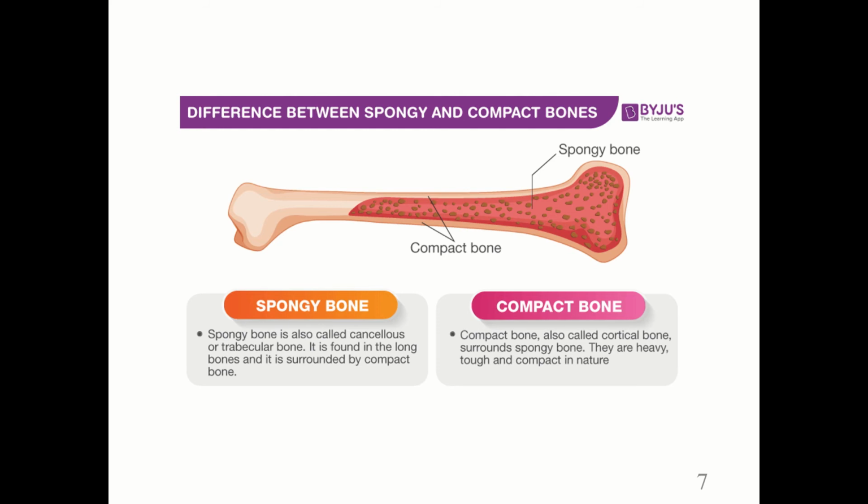This illustration shows the difference between spongy bone and compact bone. Compact bone, recall, is called cortical bone or dense bone, and it is surrounding the spongy bone. Compact bone is heavy, tough, and compact in nature. Spongy bone, also called cancellous or trabecular bone, is found in long bones and is surrounded by compact bone. When spongy bone is found in the short, flat, or irregular bones, it's called diploe.